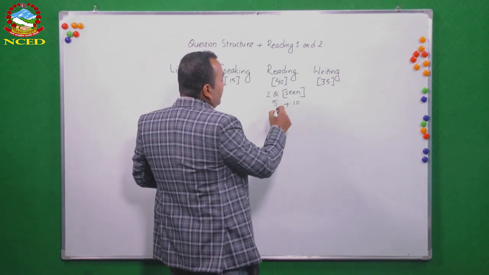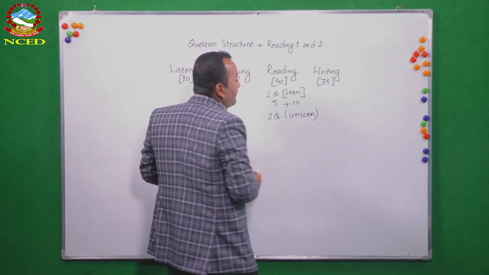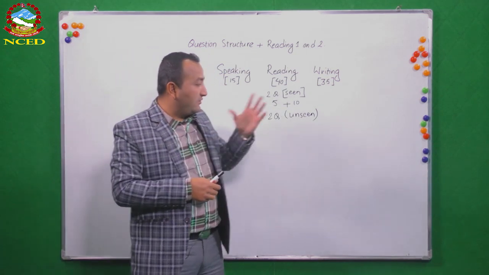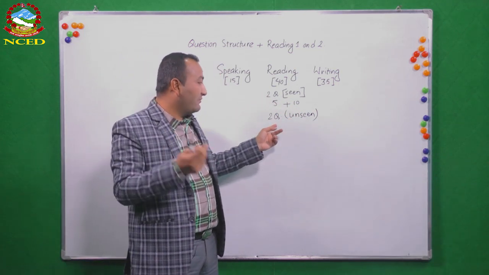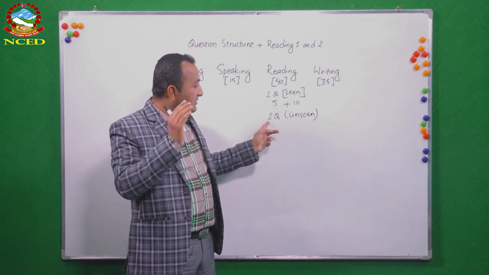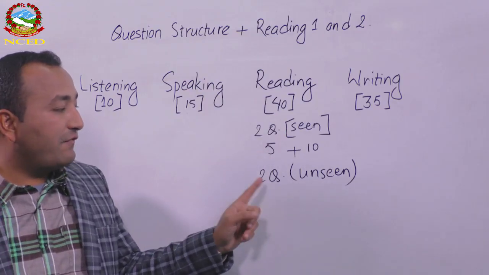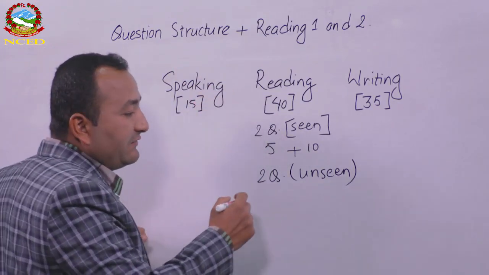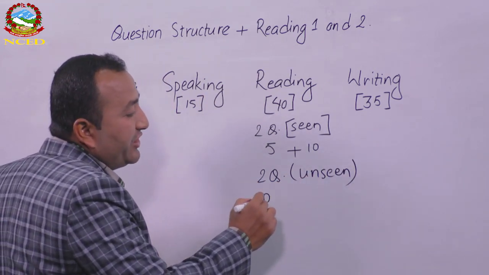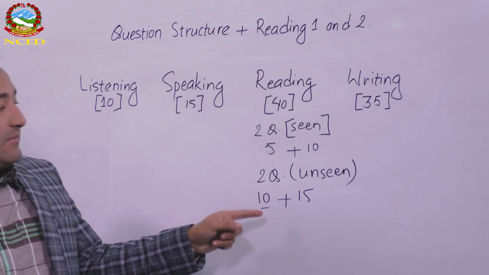There will be two unseen passages, two questions, they are unseen, meaning out of your textbook, not from the textbook, out of your reference. But remember one thing, the third and fourth question. First and second question from the book, third and fourth question from outside materials, like there will be one question for 10 marks, the other question for 15 marks. So the same thing applies here.